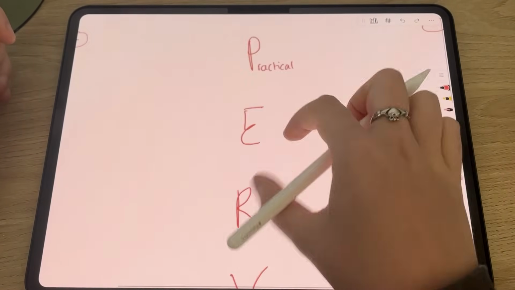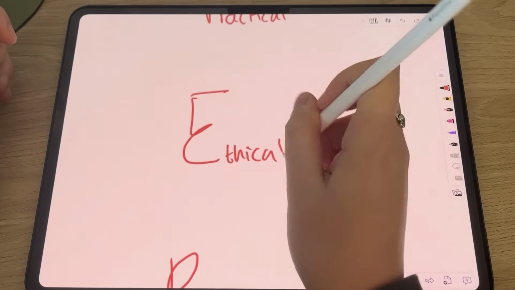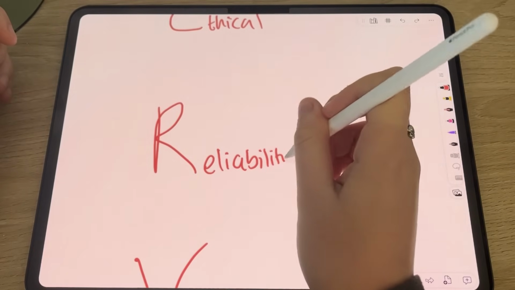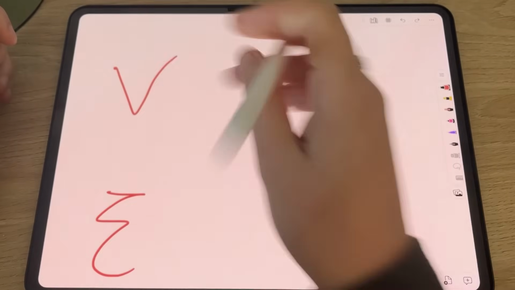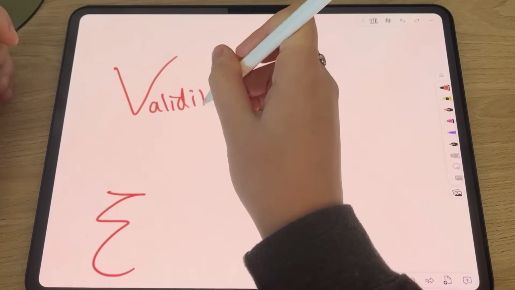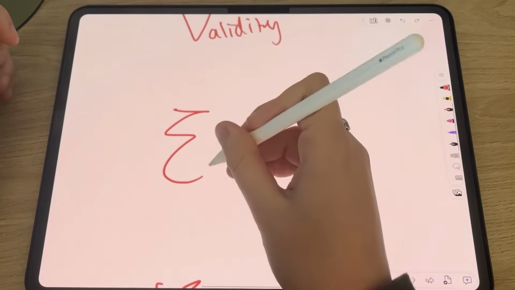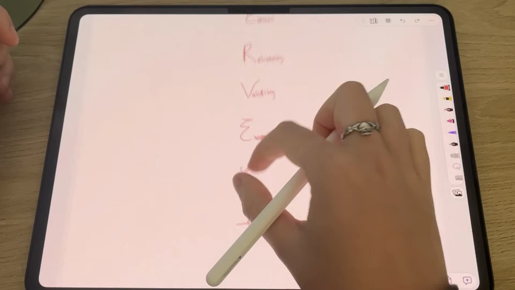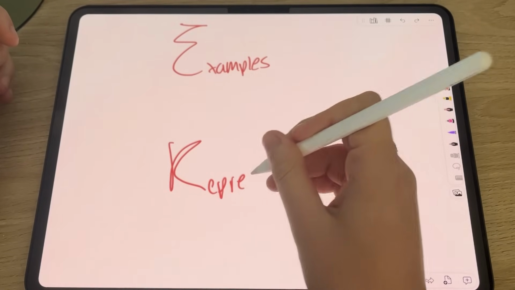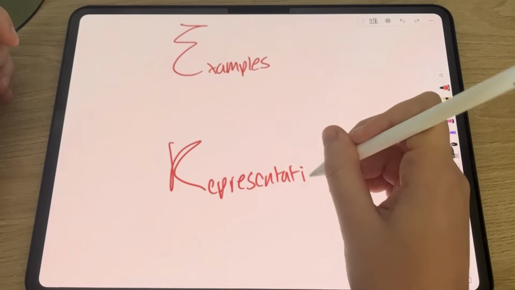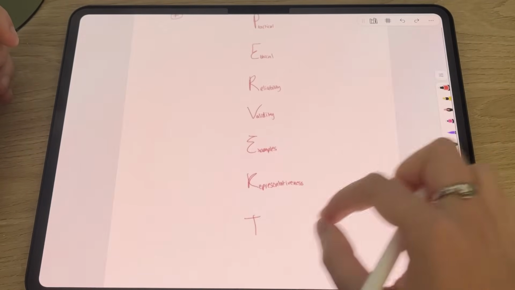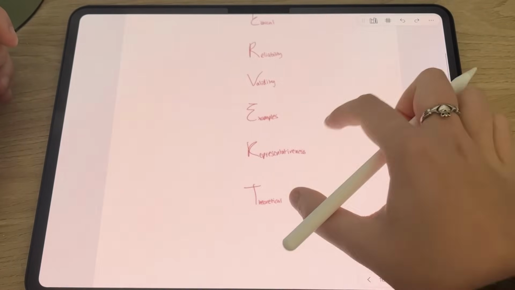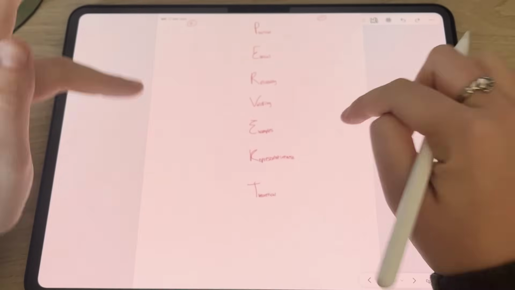And then just a reminder, so we have practical, ignore my handwriting, ethical, reliability. It doesn't really matter which way you put the R's, but validity, examples, representativeness, and theoretical. So we're going to start like that, and one by one we're going to do parts.